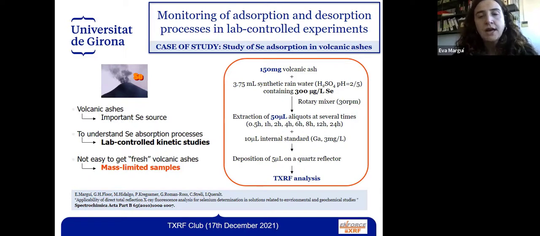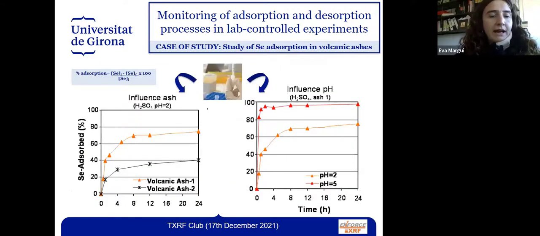Then we mix the mixture and we extract 50 microliters of liquid at 7 times to monitor the selenium absorption to the ash. Then we add the internal standard to each of these liquids. We deposit 5 microliters and we perform the TXRF analysis. Using this procedure, we were able to see, for instance, that the selenium absorption depends on the type of volcanic ash, and it also depends on the pH of the rain solution.